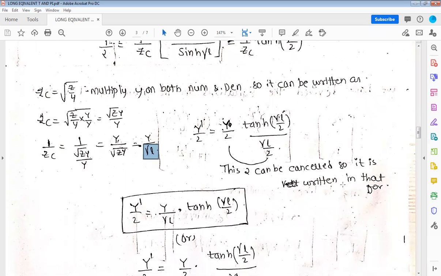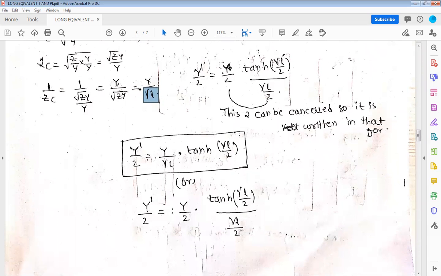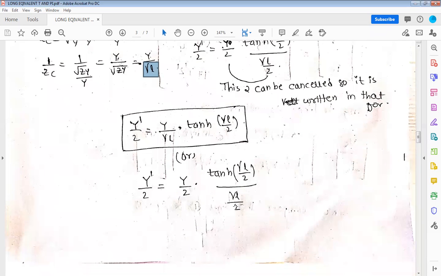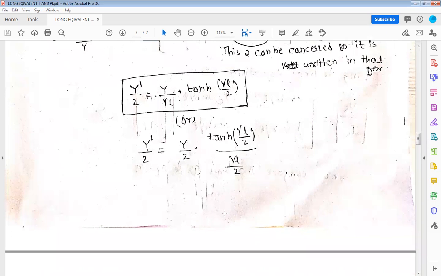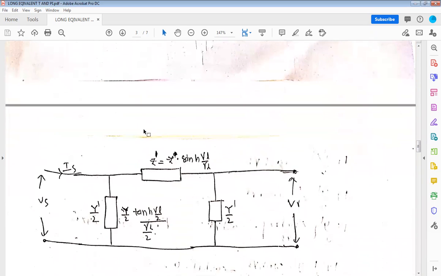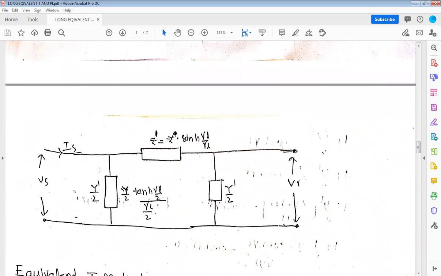Right? So that 2 will be cancelled out, and that equation will be represented in this one, or the same equation can be represented here: Y dash by 2 is equal to Y by 2 into tanh of gamma l by 2 by gamma l by 2. So we have obtained the impedance equation and the admittance equation form, right? So that will be represented as Z dash is equal to Z into sinh of gamma l by gamma l, and Y dash by 2 will be represented as Y by 2 into tanh of gamma l by 2 by gamma l by 2, right?